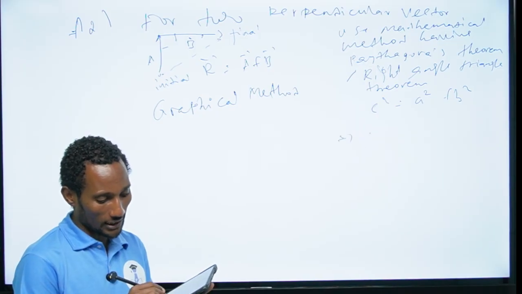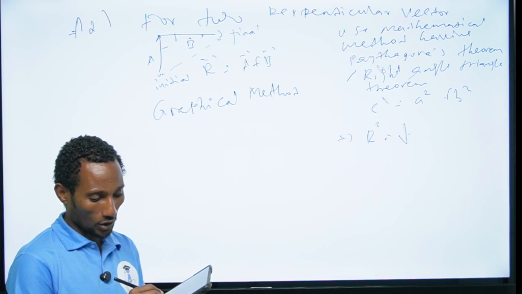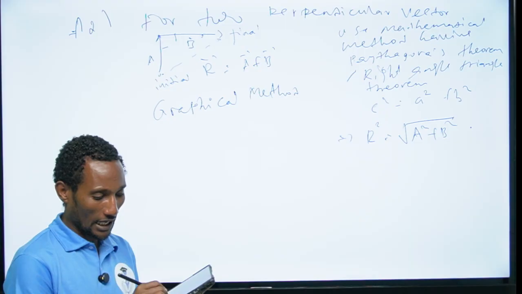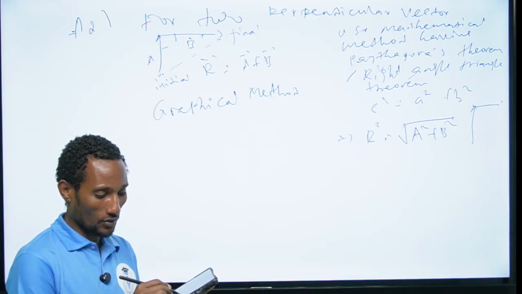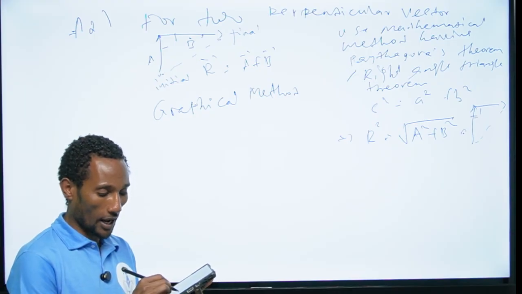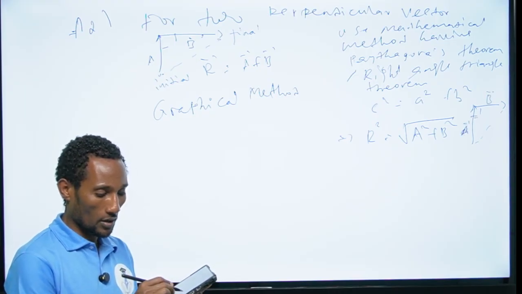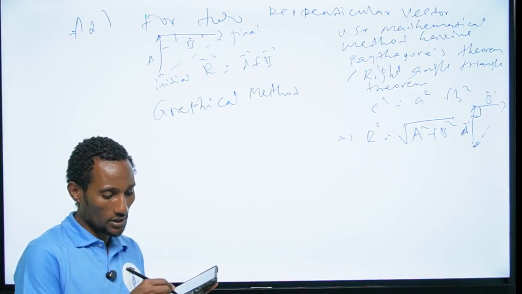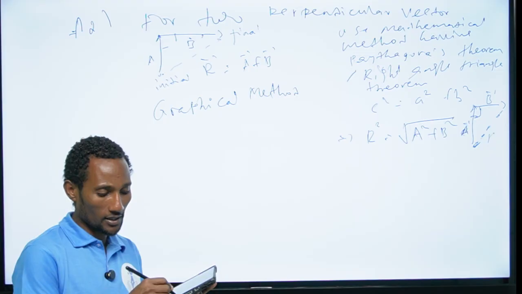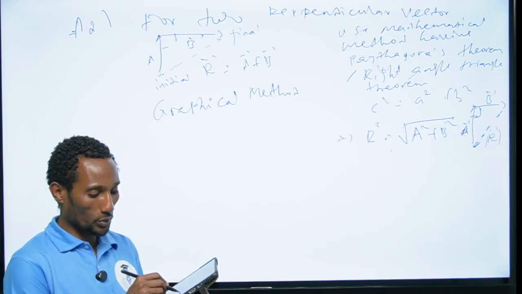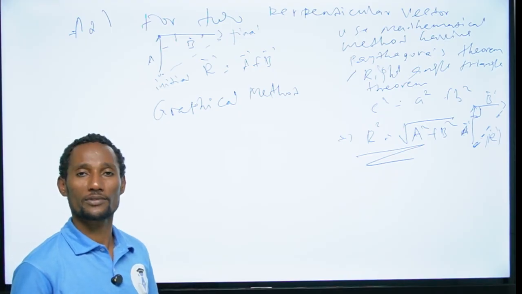Here the resultant is equal to the square root of a square plus b square, for a given right angle triangle of vectors. Here it is a right angle, then A and B. By having this, that makes the right angle, and this side is the hypotenuse. So the magnitude of this resultant we have using the right angle triangle theorem.